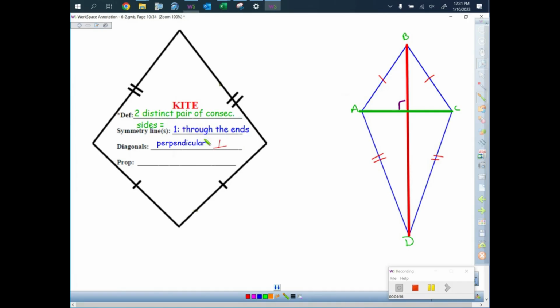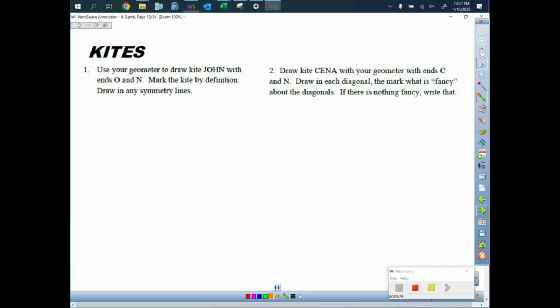So the only thing that's fancy about them is that they are perpendicular. Let's get to the worksheet and do some problems about kites to get a little more in depth with them. On number 1, they say use your geometer to draw kite JOHN with ends O and N. Mark the kite by definition and draw in any symmetry lines. Remember, there's not a kite on your geometer, so you're just going to have to take your straight edge and do your best job of making one. It's not going to be perfect, but give it a shot.